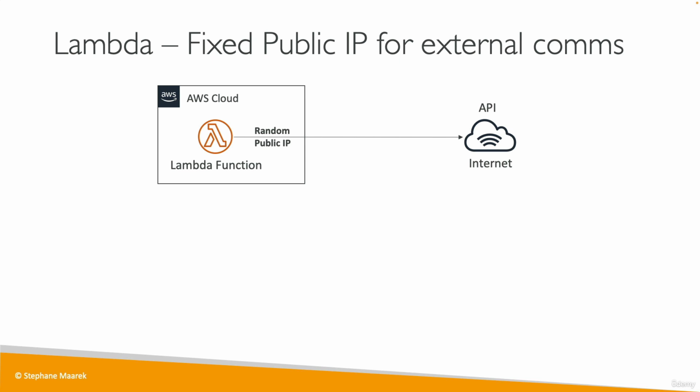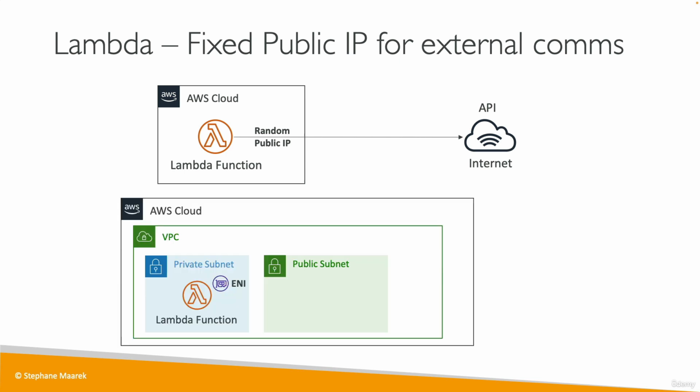But say you control the API and you want to filter and have tight network security, and you want to guarantee that you have a fixed IP or a set of fixed IPs that reaches it. The way we do it is that we deploy a Lambda function in our private subnet, which is going to talk to a NAT gateway, which is going to talk to an internet gateway, and then to our API on the internet. So you may say, well, this is the same, no?